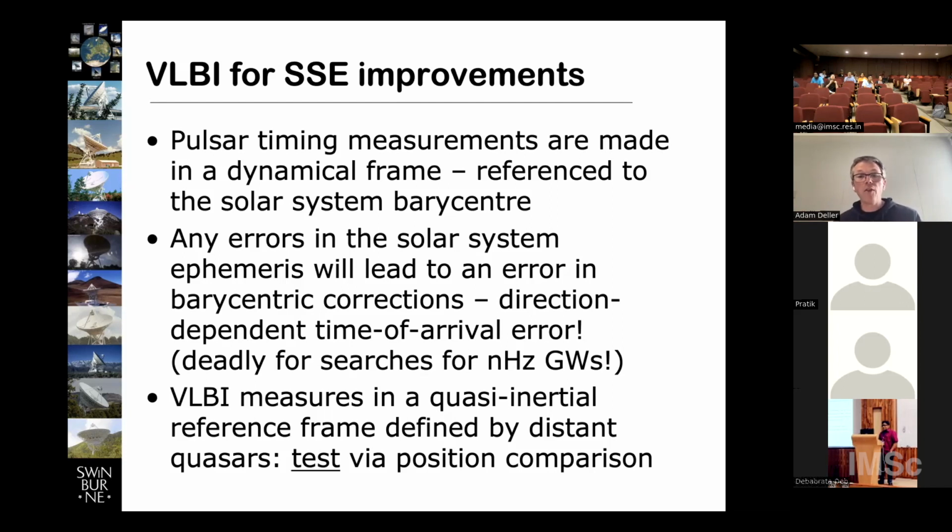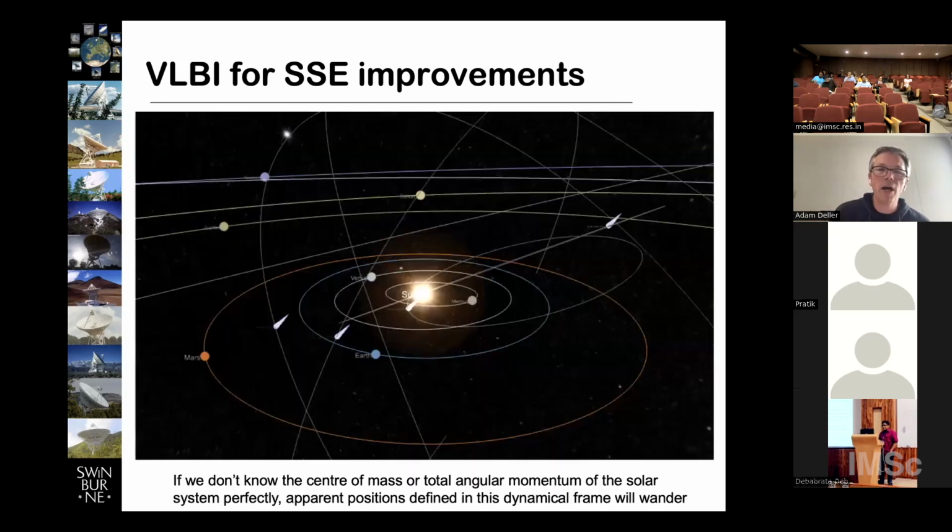But another way we can do this, more directly for this use case of interest of pulsar timing, is to use VLBI positions, because VLBI measures positions in a quasi-inertial reference frame, which is defined by an ensemble of very, very distant quasars, often in the distant universe. And if these frames are not well tied together, then the positions of pulsars that are measured by timing in the barycentric frame will differ from the positions that we measure for pulsars in this inertial frame using VLBI. So this was just an illustration of what I just said, so it's a bit superfluous.